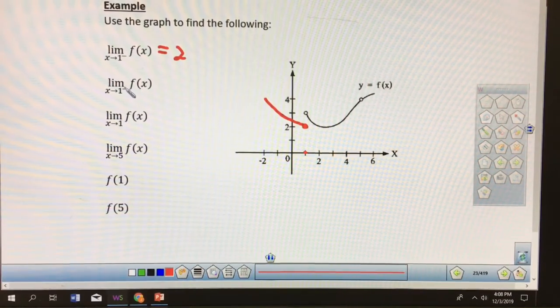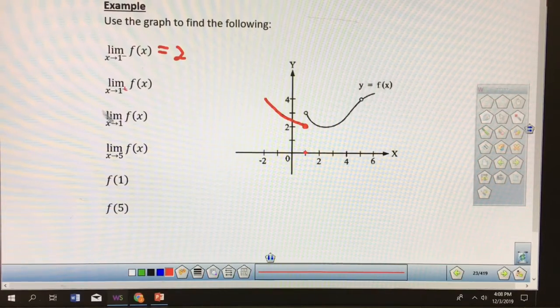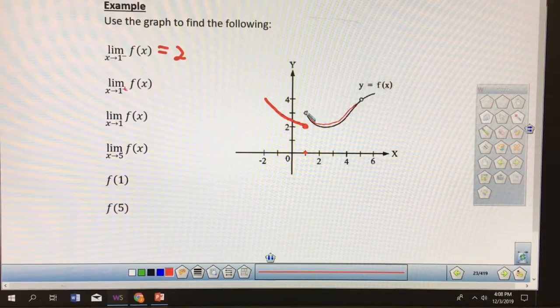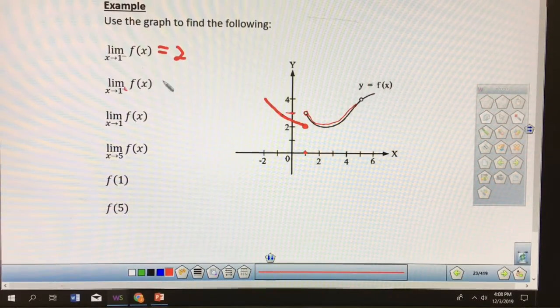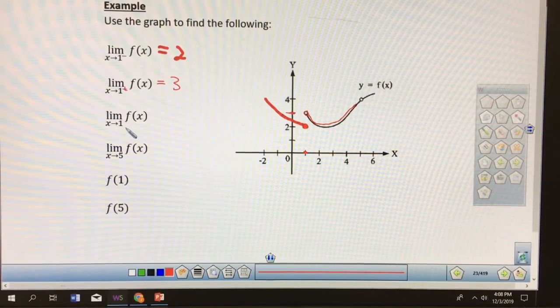So let's do that from the right. Let's make it a right-handed limit. Okay? So now I'm approaching 1 from the right. I'm getting closer and closer to the x value of 1 from the right. What y value do I get closer and closer to? That's a 3. Now, this is from both sides.